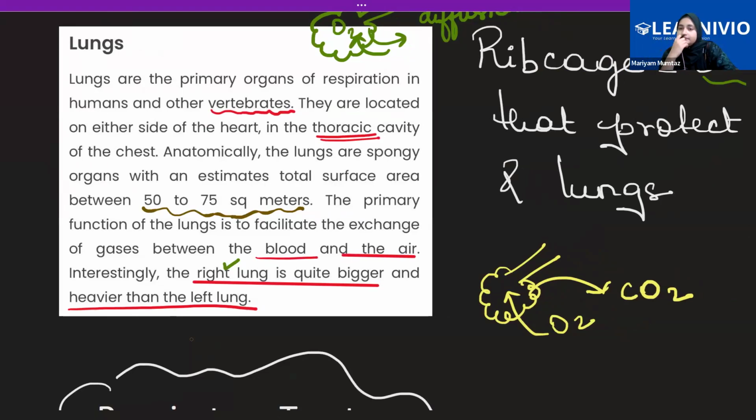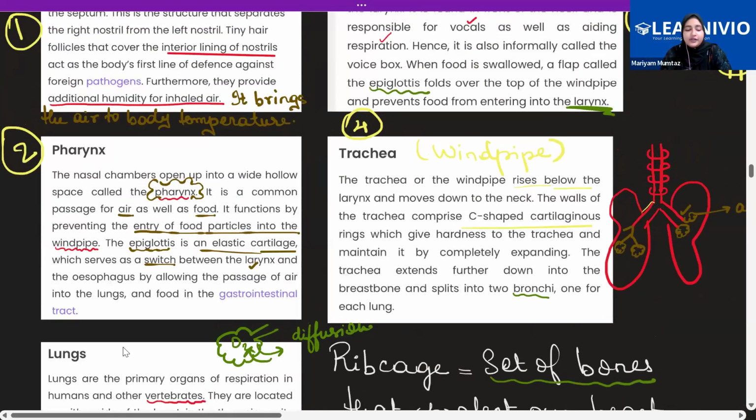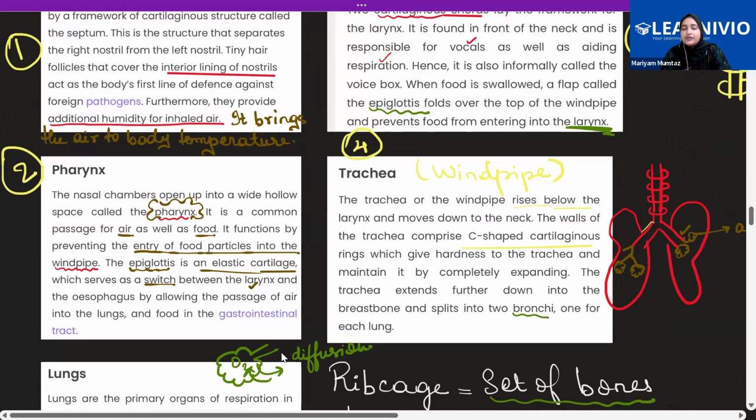Clear? Yes, ma'am. Any doubts, students? This is the basic anatomy that we were seeing, the different parts of the human respiratory system.